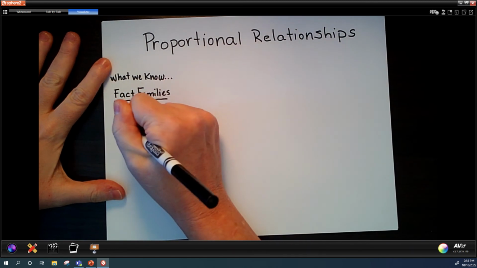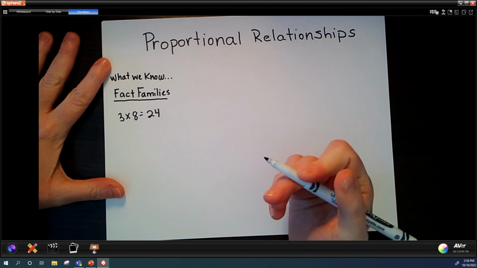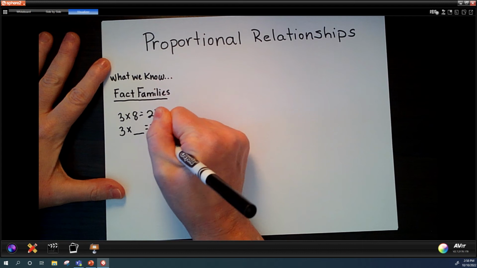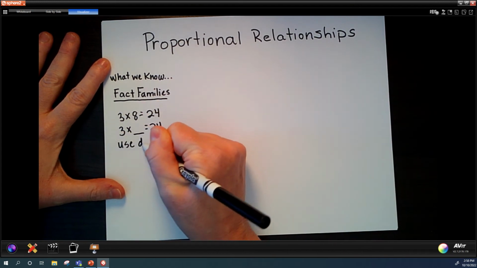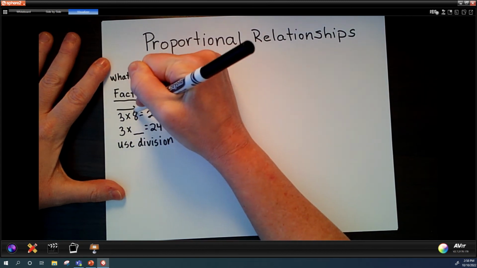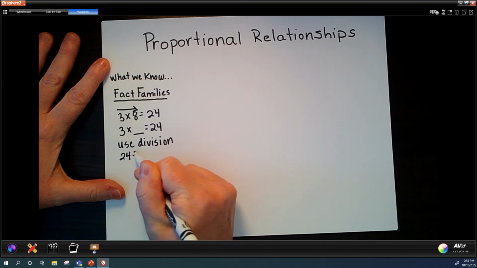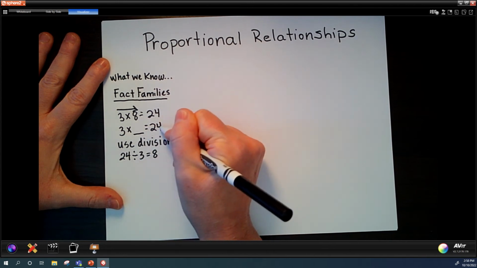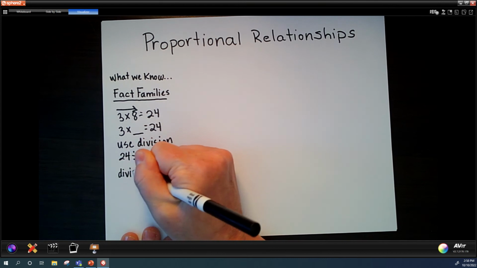So we know that 3 times 8 equals 24. Now, that's a basic fact. If we were missing one of the factors here, we could use division, right? So we know that if 3 times 8 equals 24, and we work it backwards with division, 24 divided by 3 would equal 8. When we're starting with the larger number and working backwards, division is the opposite of multiplication.